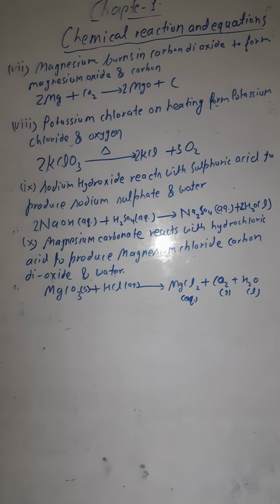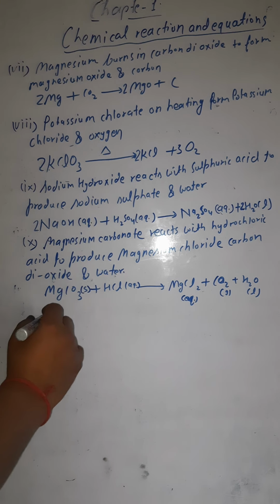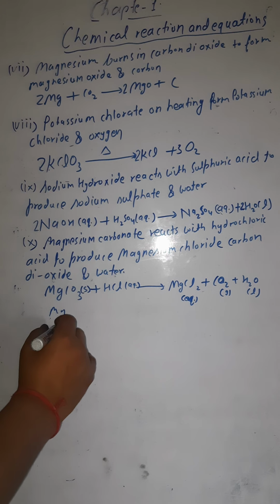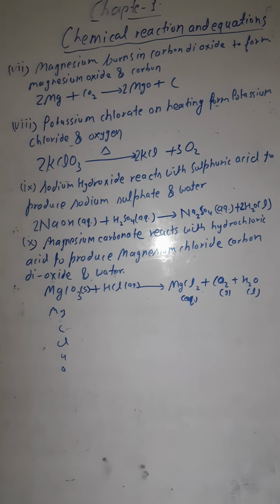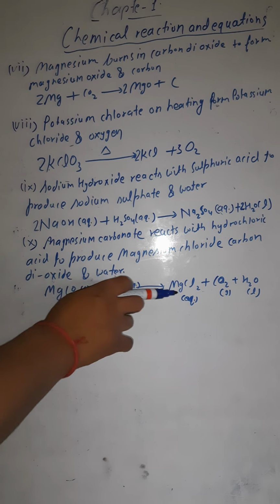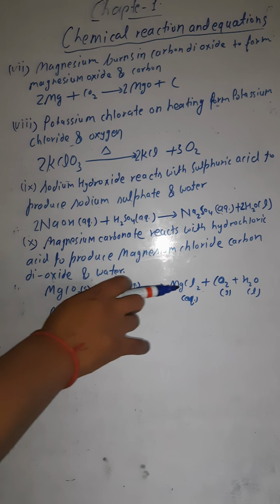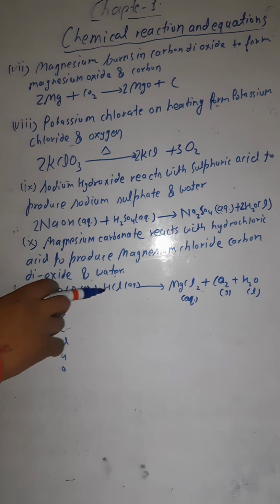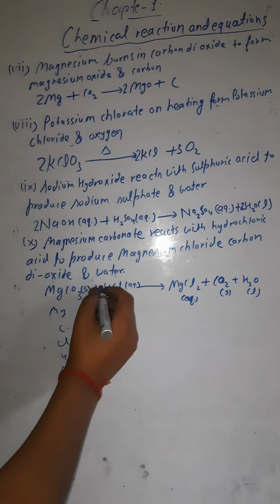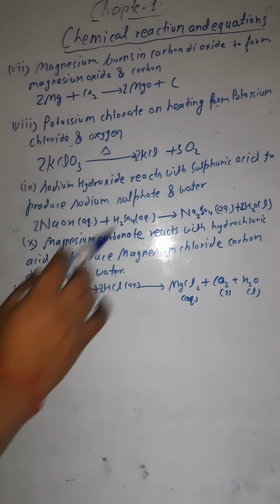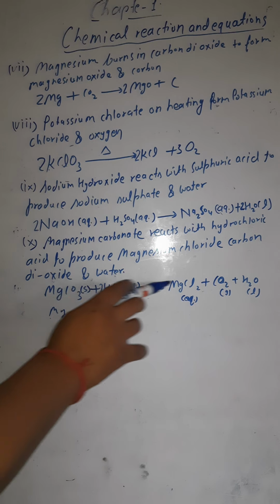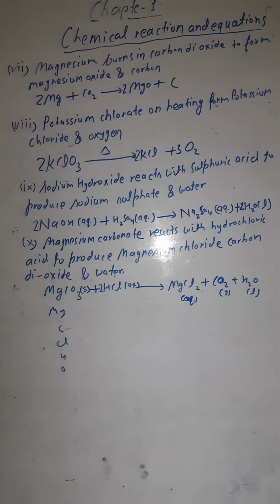So just balance it now. How to balance it? First we balance magnesium, then carbon, then chlorine, then hydrogen, then oxygen, in this sequence. Magnesium: one atom there. Carbon: one atom here and one atom there. Now chlorine: only one atom, but there are two atoms on the other side, so we need to multiply here by 2. Chlorine is balanced. Now hydrogen, two atoms there also. Oxygen, three atoms, and 2 plus 1, 3 atoms. It's balanced now. So this is how we balance this equation.